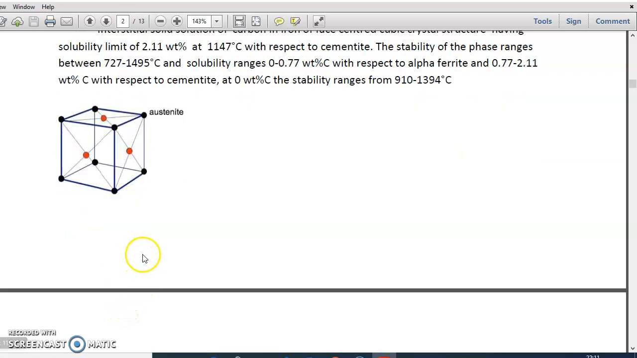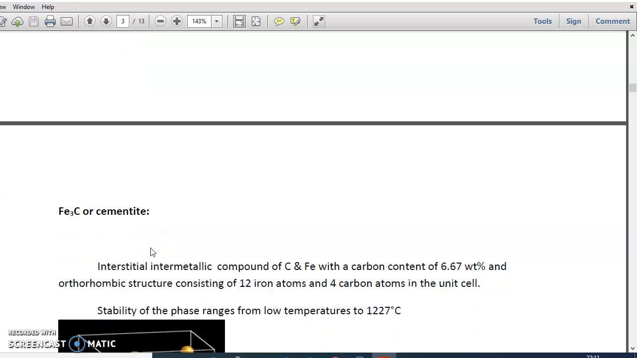Now, this alpha plus cementite is known as pearlite. Pearlite is also known as a mechanical mixture of alpha plus cementite. What is the difference between a mechanical mixture and a chemical mixture? Mechanical means they are mechanically mixed together, but individually they retain their own mechanical properties. Alpha will behave like a soft phase and cementite will behave like a hard phase.